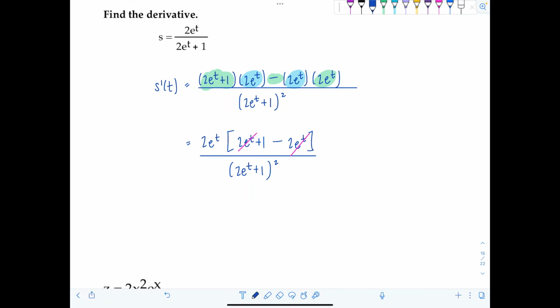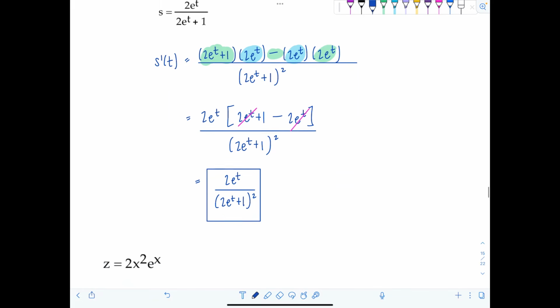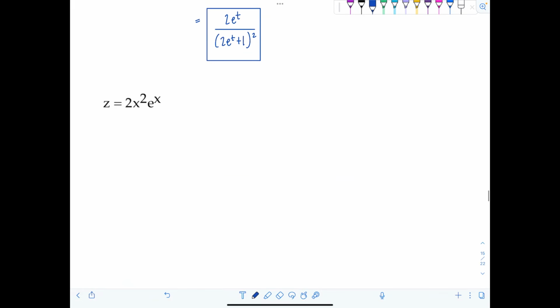And then I'm just left with 2e to the t in the numerator times 1 over (2e to the t plus 1) squared. How beautiful. How truly beautiful. Look at us, quotient rule masters. Okay, here's a product rule time.